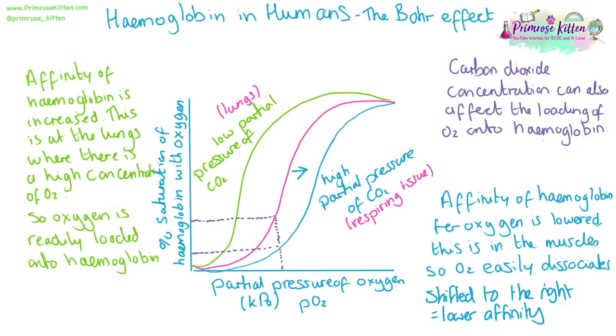And sometimes you'll be asked to explain this difference. And the wording we need to use here is by saying that at the same partial pressure of oxygen, there is a lower affinity of hemoglobin, which means that there is less or lower percentage saturation of hemoglobin with oxygen because more oxygen is dissociated from the hemoglobin.